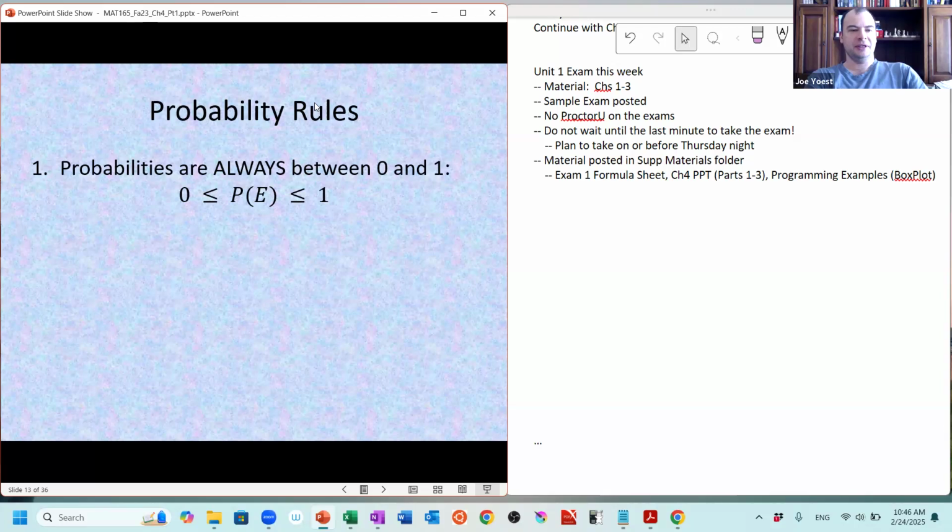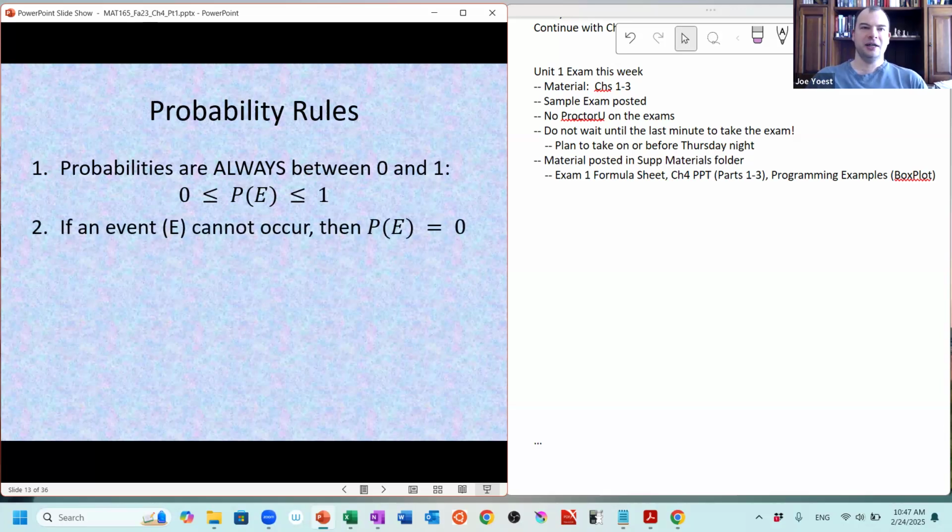Okay, so some basic probability rules. Probabilities are always between 0 and 1 inclusive. This is a good homework or exam check. If you're doing a probability calculation and you get -0.2, or you get 3.7, not 3.7%, but you get the number 3.7 out, something has obviously gone wrong. Probabilities have to be between 0 and 1 inclusive.